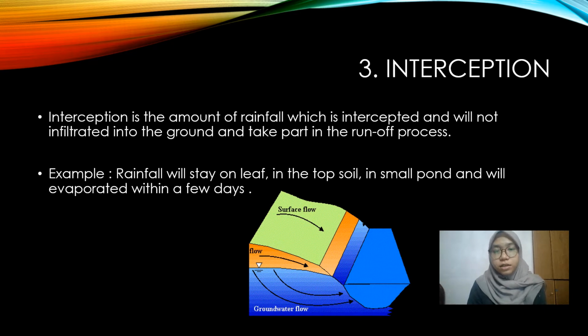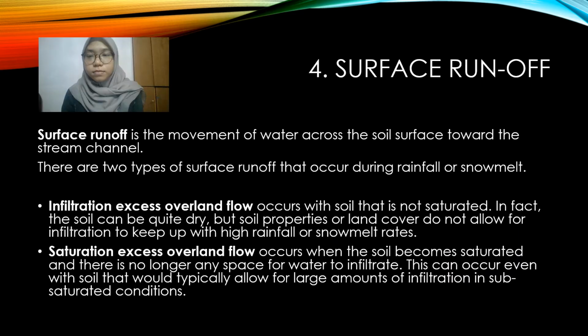Interception. Interception is the amount of rainfall which is intercepted and will not infiltrate into the ground but takes part in the runoff process. For example, rainfall will stay on a leaf, on top of the soil or in a small pond, and then will evaporate within a few days.